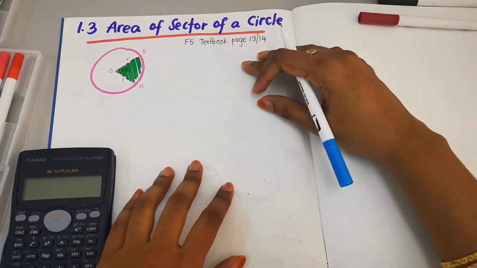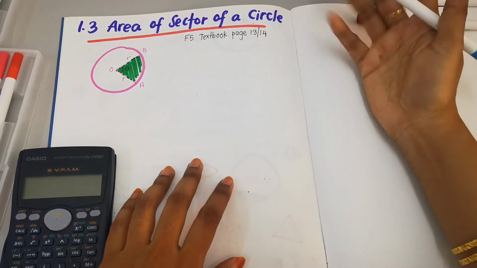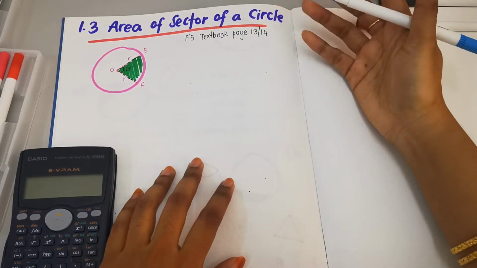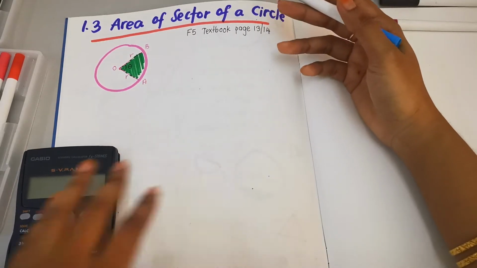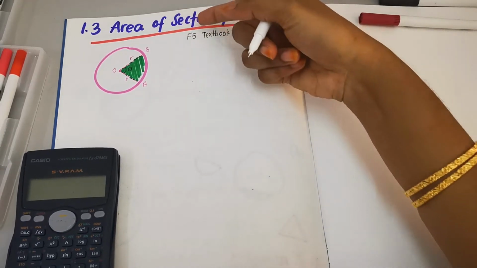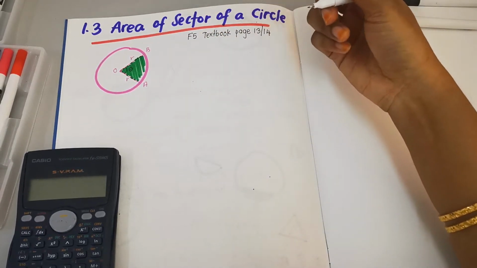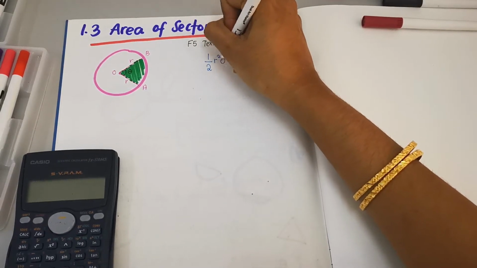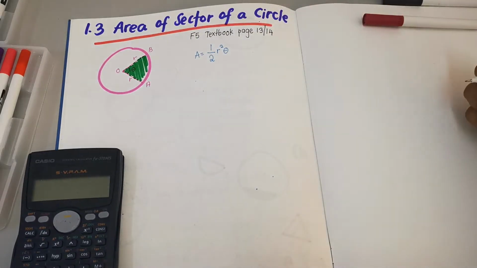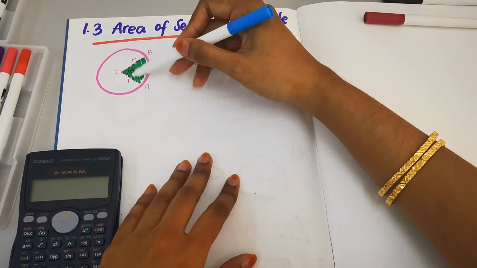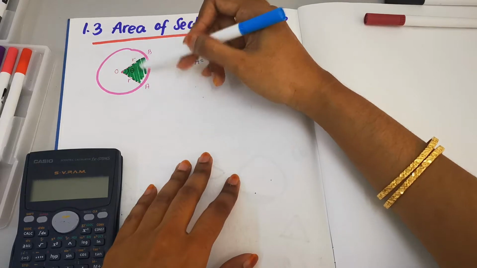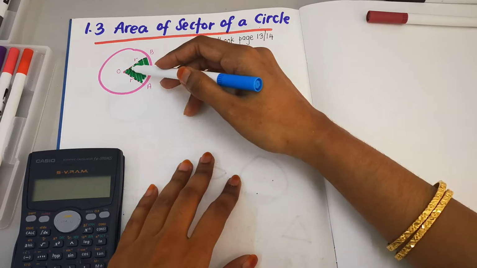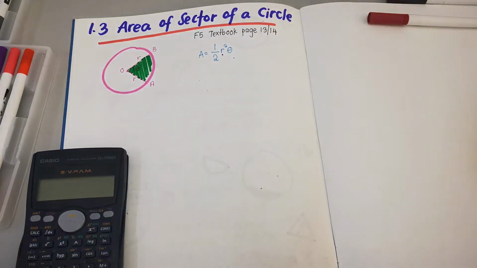Before this we learned arc length, and the arc length formula, if you still remember, is S equals R theta. R is radius, theta is the angle. Now for area of sector, you need to remember 1 over 2 R squared theta. A sector is just one part of the circle, this part here. R is the radius, theta is the angle, and make sure your theta is always in radian.